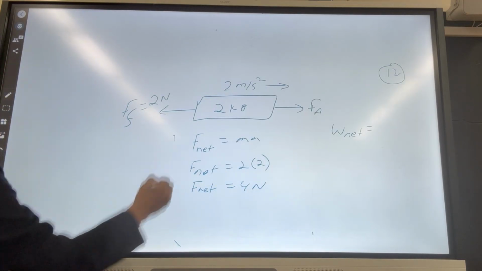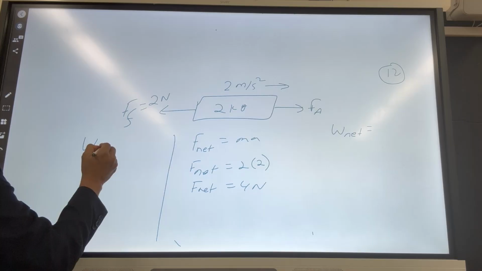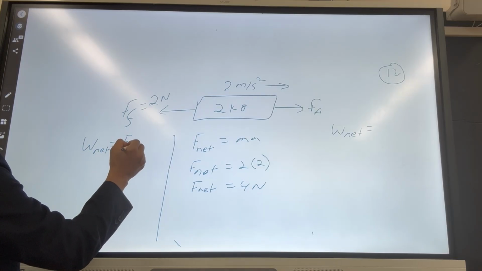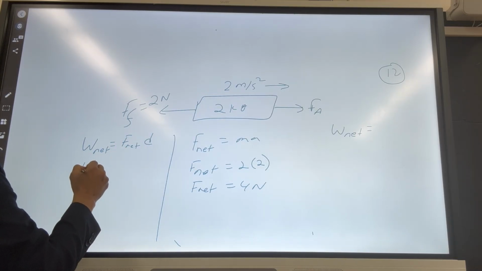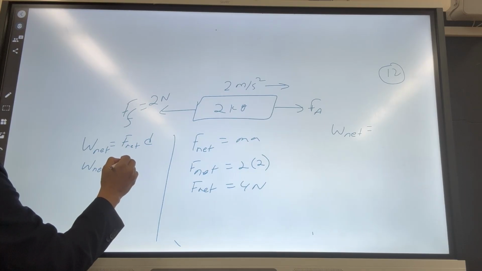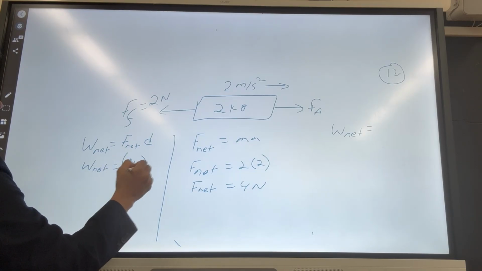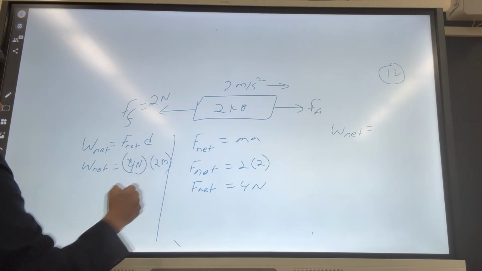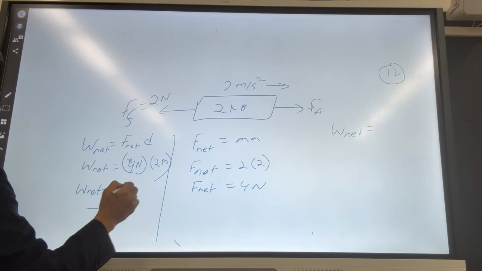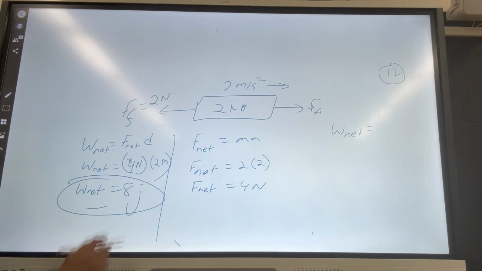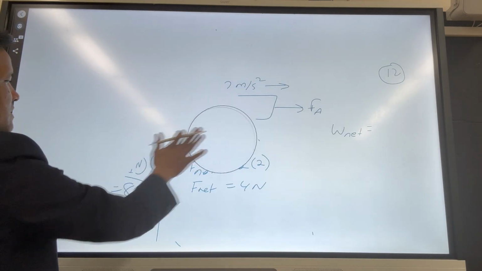Okay, so work done by net force is equal to net force times d. Net force is 4 Newton and d is 2 meter. So work net is 8 joule. Okay, great. And that takes us to problem number 13.